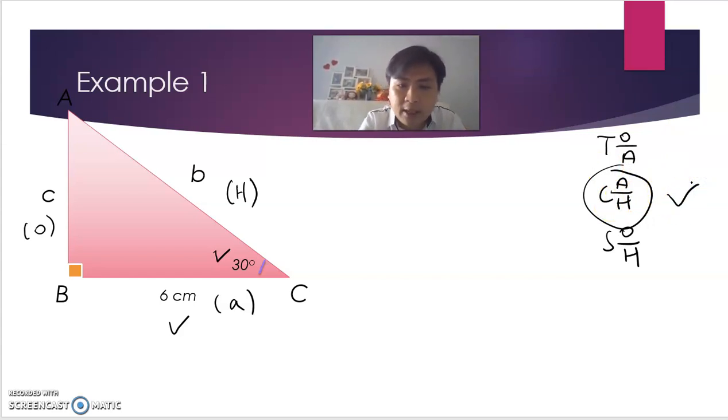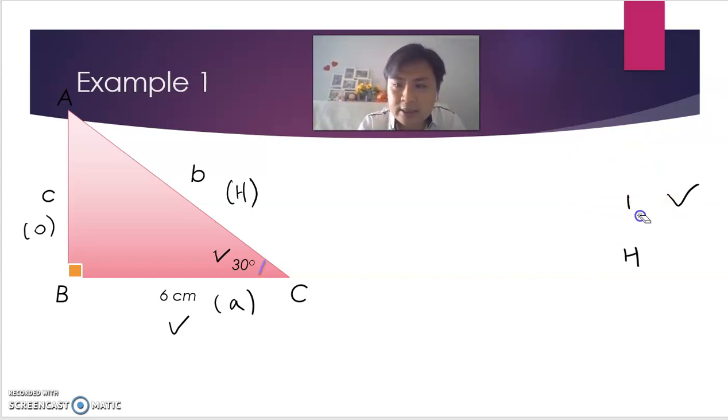I repeat again. First of all, you identify your given length, you identify your given angle, and once you have identified this, you look out for your unknown value, in this case b. So the given length is the adjacent, the unknown value is the hypotenuse. A and H, we are following the cosine formula. This formula will help us to find the value of b. So that's how we do it. Let's look at the workings now.